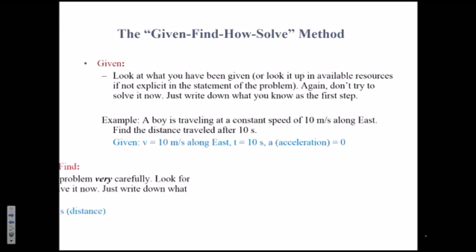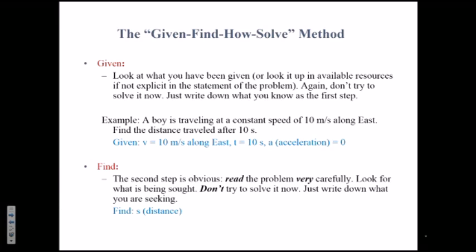That's the given part. What is to be asked? What is being asked? Find S, the distance, right? So again, you use the symbol S, because you will use these symbols in your governing equations, and finally when you solve it, right? Again, you're not just trying to solve it yet. Given, find. Then how do you do it, right?